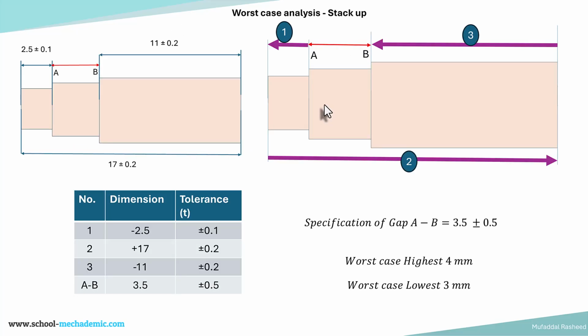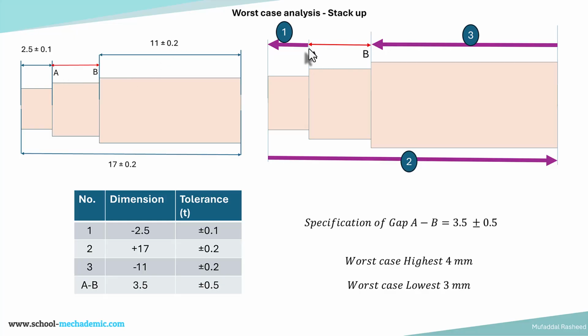So when we do a worst case analysis stack up, as in this case, let's say we have a step shaft. The complete length is given, and the length of this step is given, and the length of this step is given, which is 11 plus or minus 0.2, 2.5 plus or minus 0.1, and 17 plus or minus 0.2. These are the tolerances associated with these length dimensions. Then what would be the specification for A to B? We can calculate that using the loop diagram.